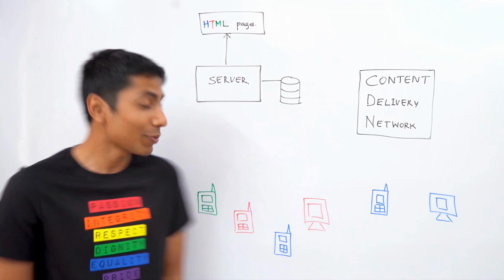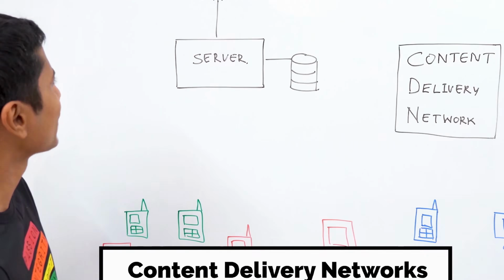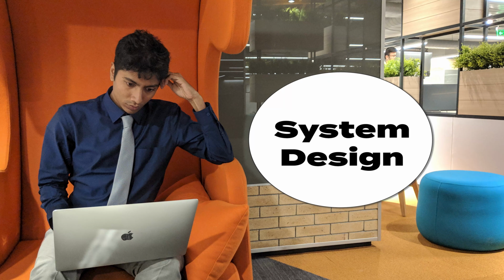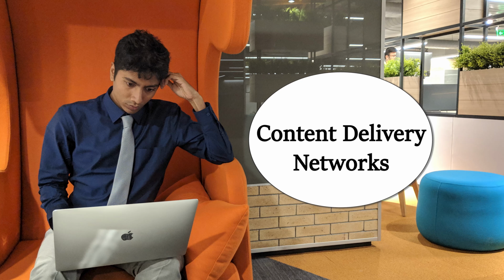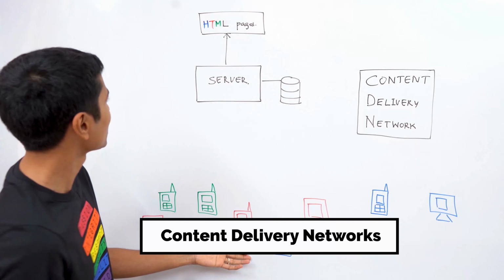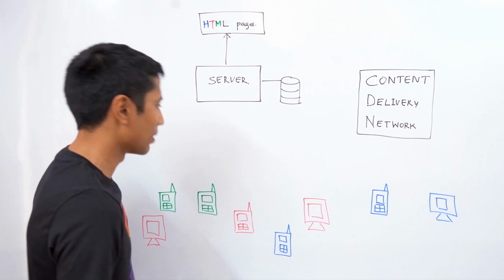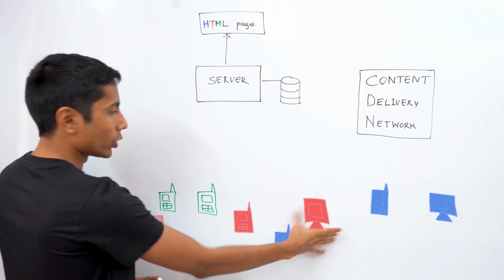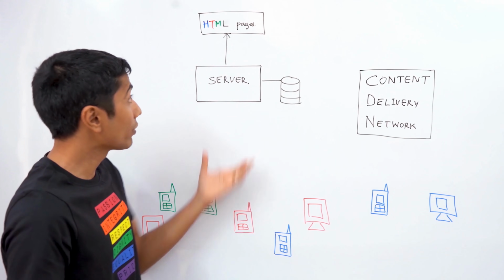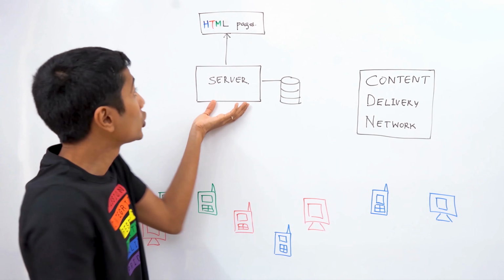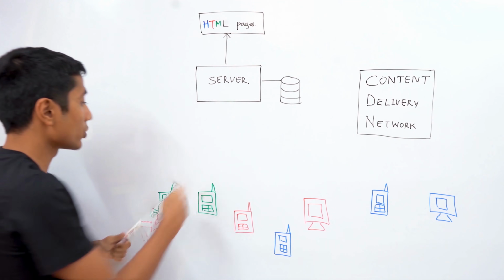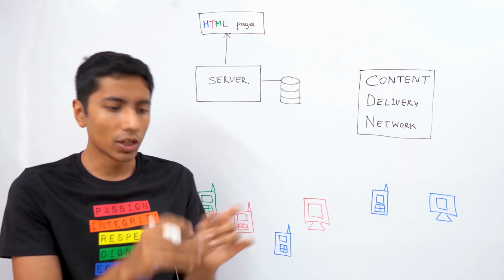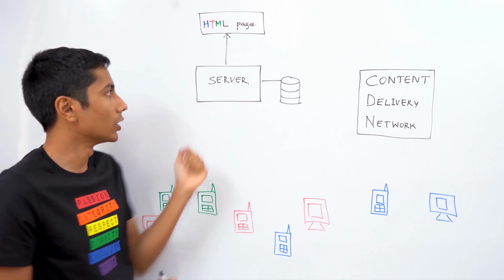Hey everyone, today we are going to be talking about content delivery networks. And specifically, let's take this example. Let's say that we have users from three different countries: India, USA, and Netherlands. And we also have a server which has HTML pages that is to be served for all of these users. When you type in facebook.com, you get an HTML page through which you interact with the server.